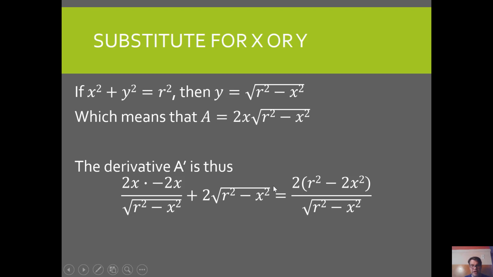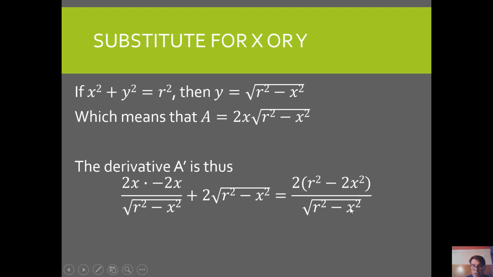And then we got to simplify a little bit. So negative 4x squared plus 2r squared minus 2x squared. And so we're going to end up with minus 4x squared and 2r squared. We can factor out a 2 then. R squared minus 2x squared. So here is the derivative of this function here.